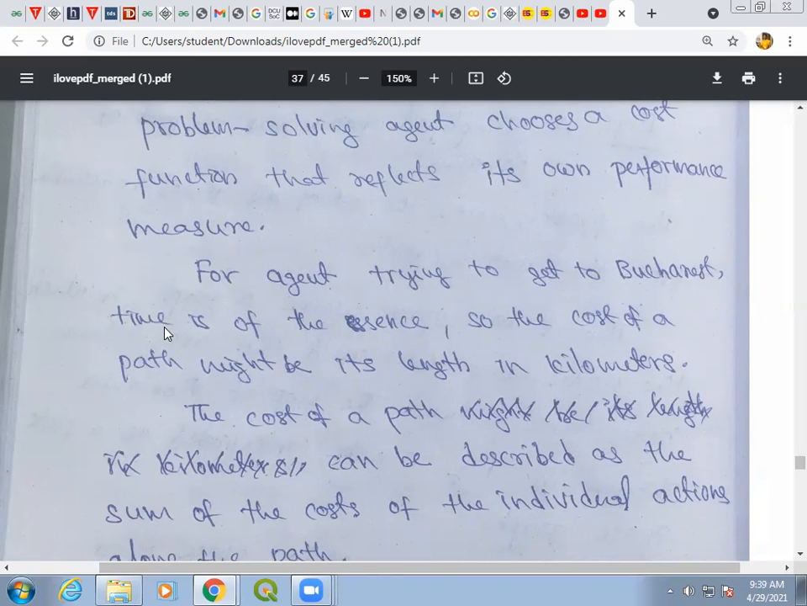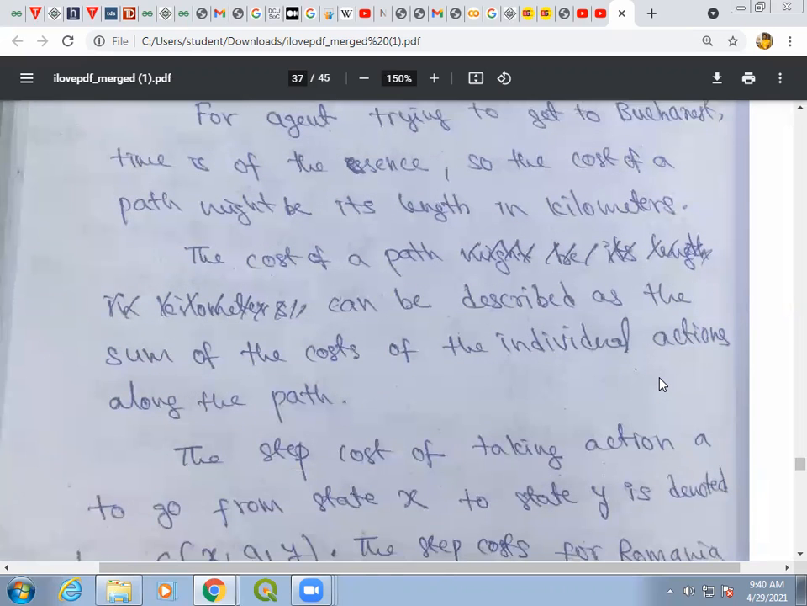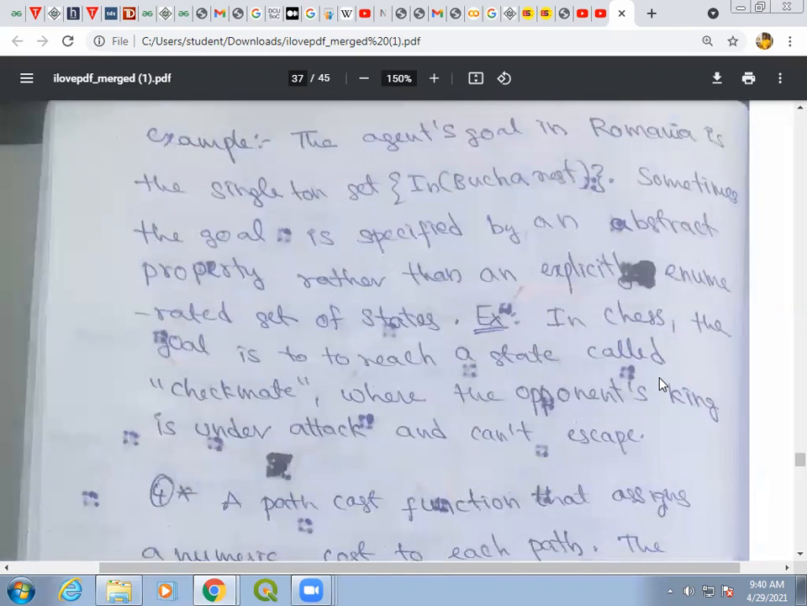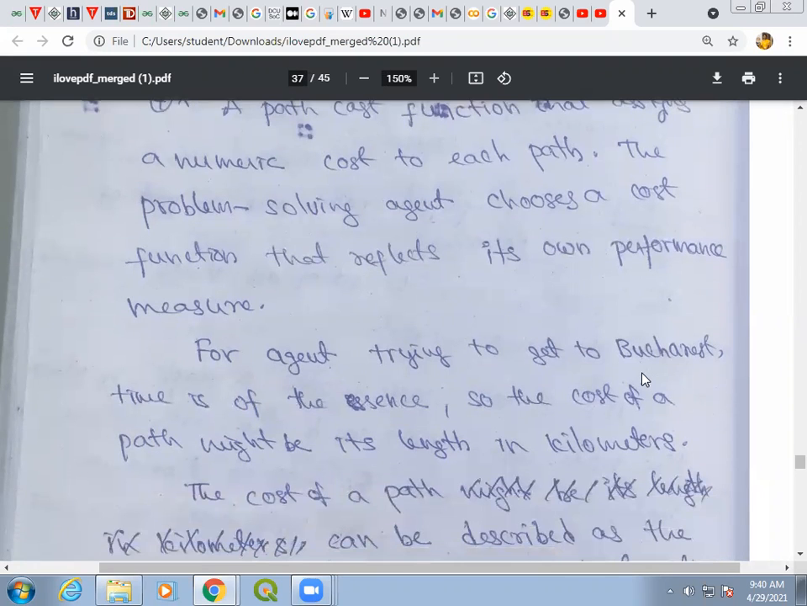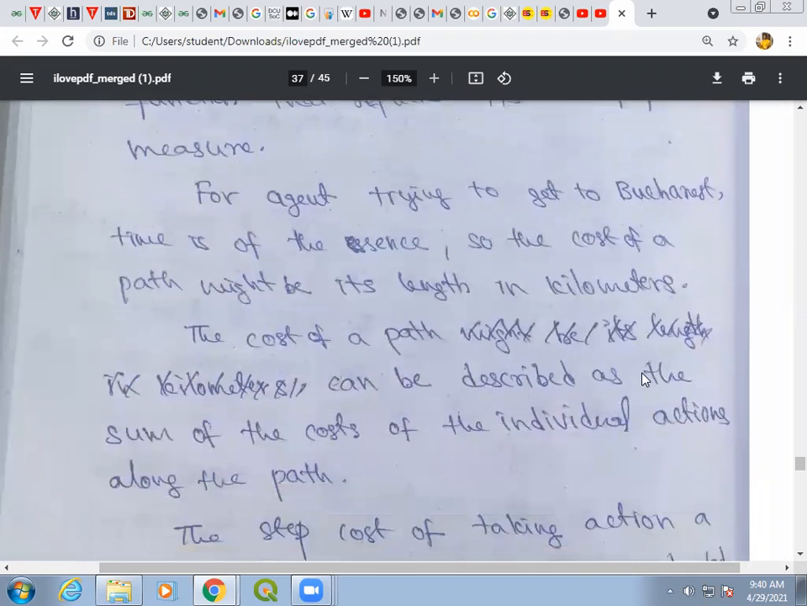In the case of the map of Romania, just now we discussed an agent trying to reach Bucharest. What is the destination here? Bucharest. So what is the path cost here? The path cost is the length in kilometers. If you see this path, to reach Bucharest it has to take a sequence of states. It has to start from Arad, then reach the next state, then the next state. Finally it will be reaching Bucharest, yes or no? So it is taking a sequence of states to reach the final state.